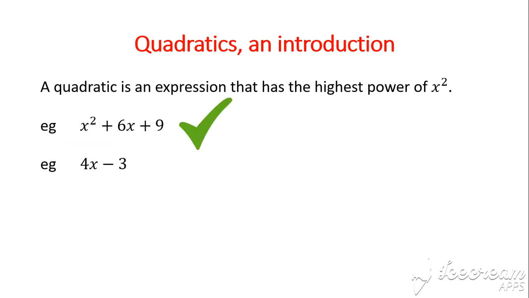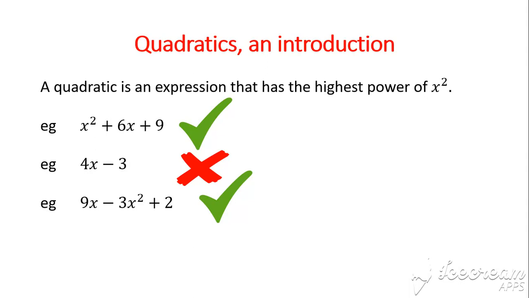Here's an example, 4x minus 3. No x to the power of 2, x squared in there, so no, it's not a quadratic. That's called a linear function. Here's another, 9x minus 3x squared plus 2. You can see there is an x squared there. I know there is a coefficient of negative 3 out the front, but don't panic about that. It's got an x squared, so yes, that's a quadratic.